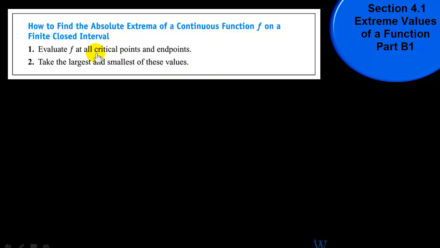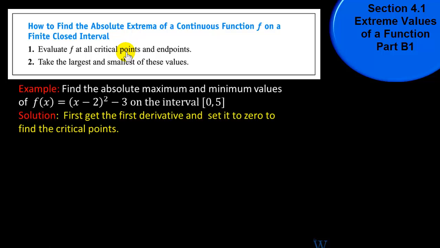That's it. Now remember, to get the critical point, you take the first derivative and then set it equal to 0. Whichever makes it undefined or 0 becomes a critical point. Example: find the absolute maximum or minimum values of f of x equal to (x minus 2) squared minus 3. This is a quadratic function that's translated to the right by 2, and then vertically translated down by 3 units. But we are confined to the interval from 0 to 5.